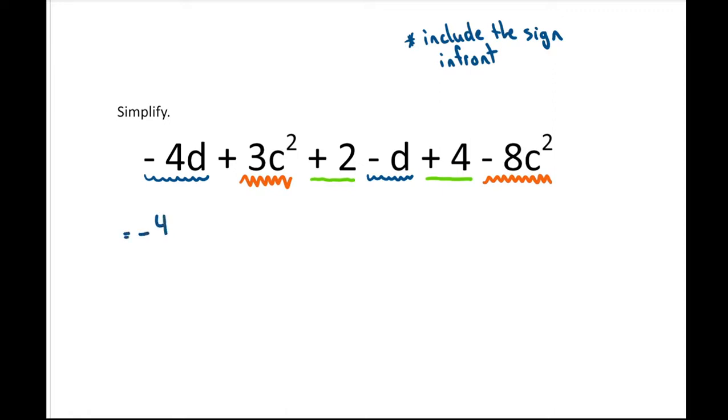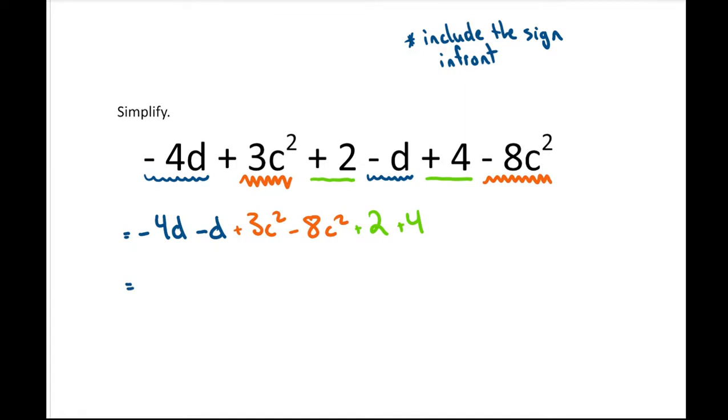So minus 4d minus d plus 3c squared minus 8c squared plus 2 and plus 4. You don't need to do this step. I'm doing it because it does help, again, just kind of organize and figure out, okay, what am I actually doing? And again, it just makes things a little bit neater.